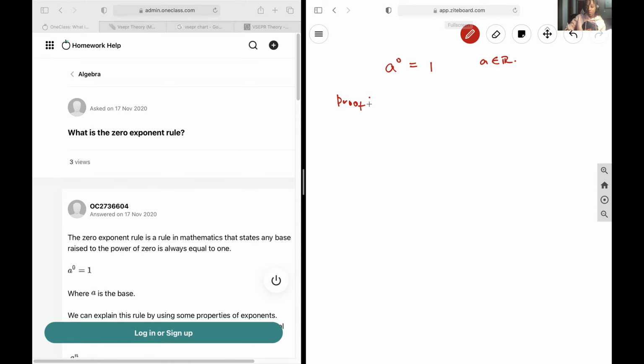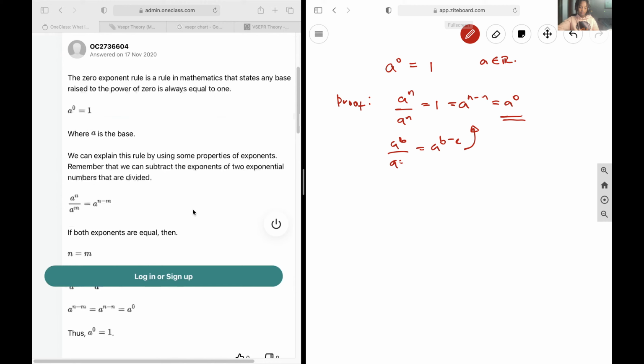is because a to the power of n, where n is also a real number, over a to the power of n is going to be 1. And because of the rule a to the power of b over a to the power of c is equal to a to the power of b minus c, we're just going to apply that here, and we get a to the power of n minus n, and n minus n is going to give us 0. And that's it for this question.